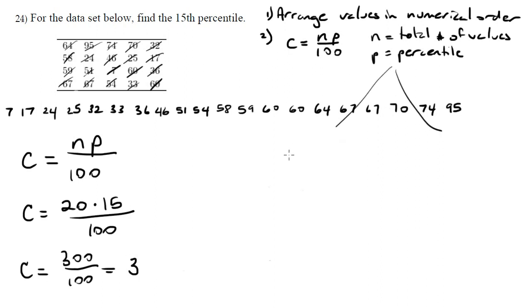Now there's two cases here. The first case is where C is a whole number, which is what we have here. The other case is where C is not a whole number. Those are my two cases. The first is where C is a whole number. The second is where C is not a whole number. So if C is a whole number, you're going to be using the 15th percentile, the value that you're looking for.